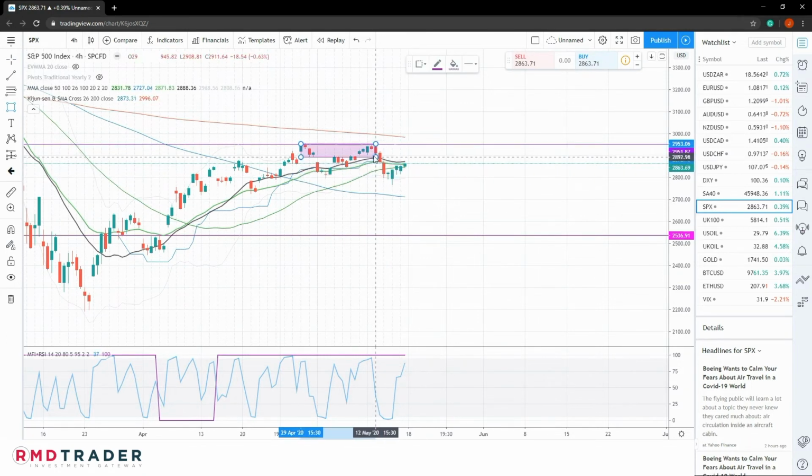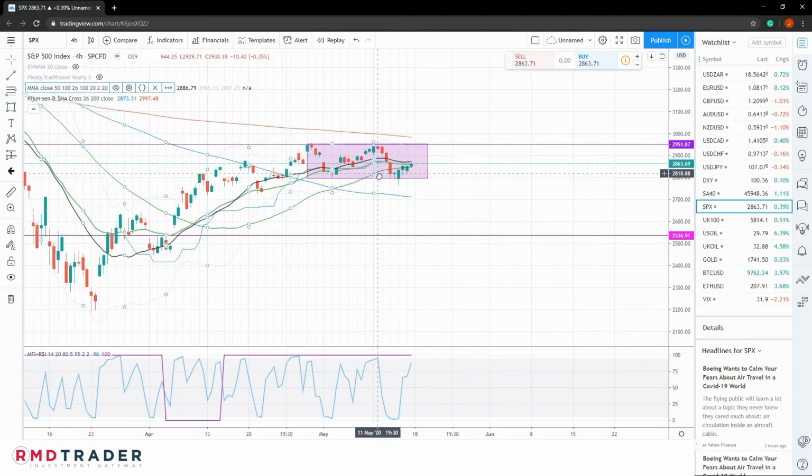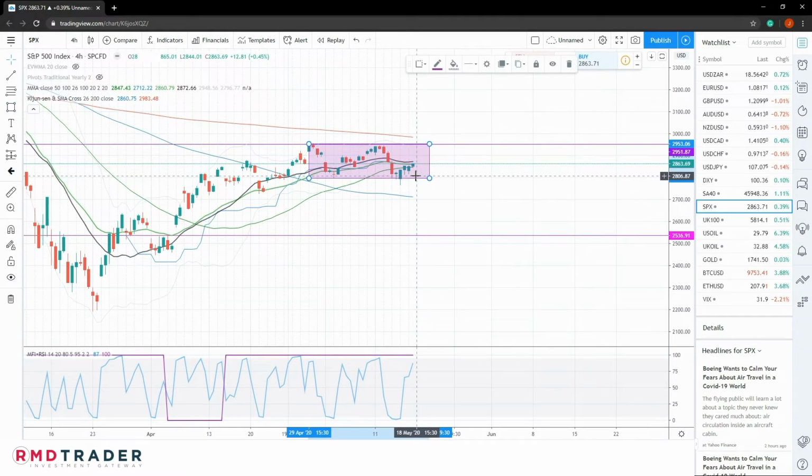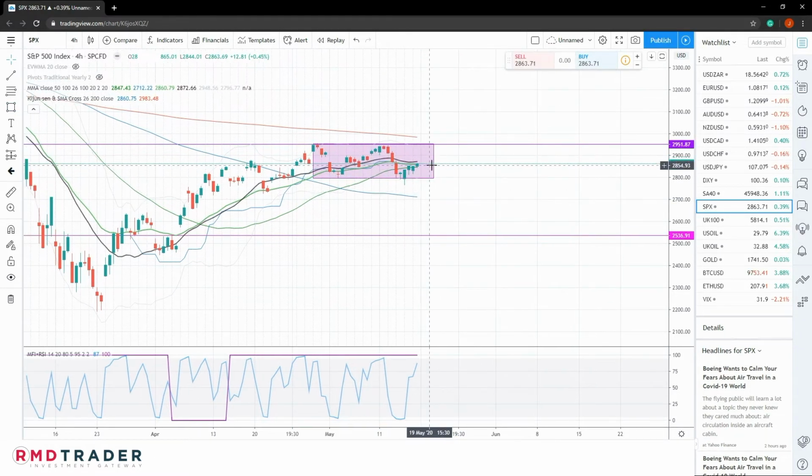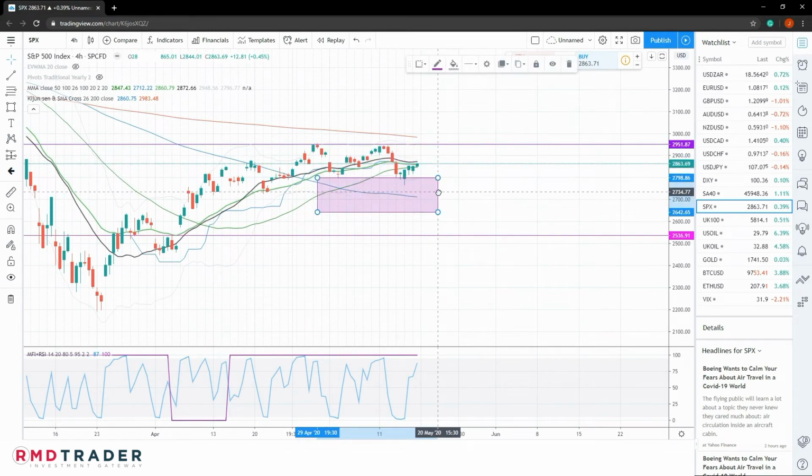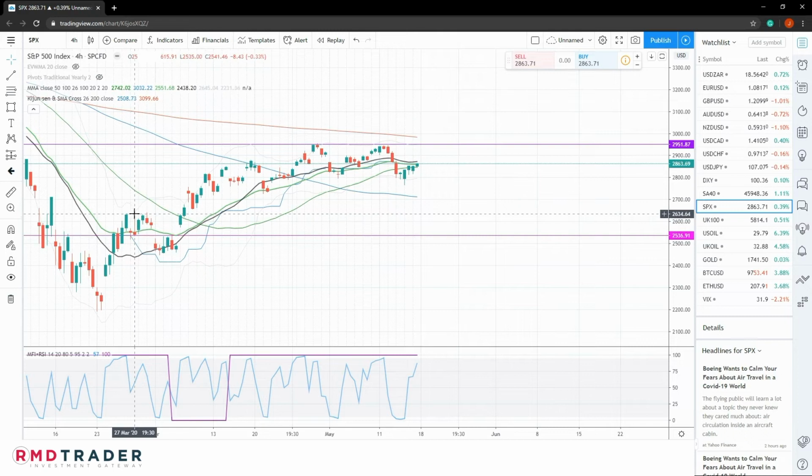Let me quickly just take the measured move. So if we do see price moving below the 2,800 level, we can very briefly, actually quite quickly, see price move to the 2,640 level. That will also be previous resistance over here in March.